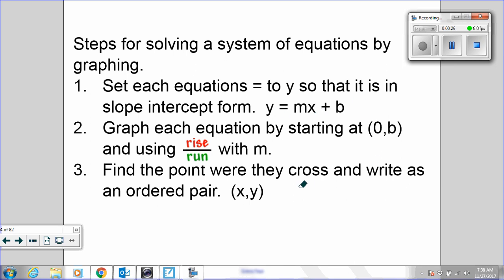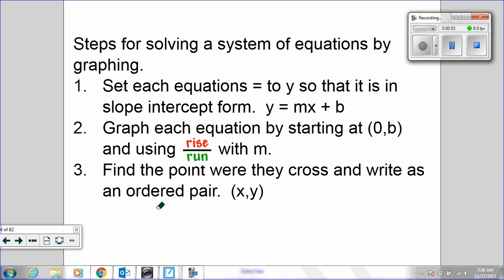Step two is I want to graph each equation by starting at 0, comma b, with 0 being my x coordinate and b being my y. And that b comes from the end of the y equals mx plus b. That'll be where I put my first point. And then I want to use rise over run with the m, using the numerator and the denominator, going up and down for rise and left to right for run.